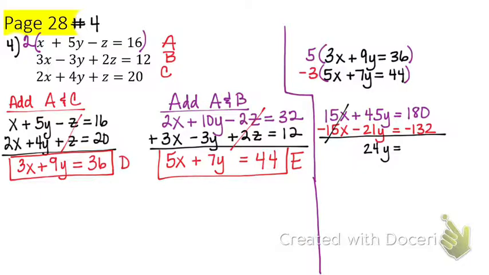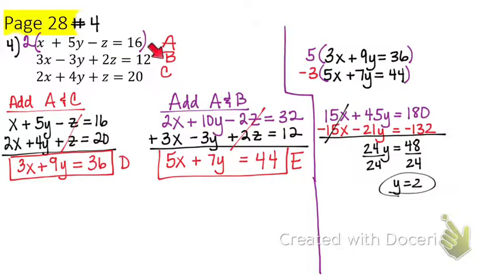48. And now what do I need to do to solve for y? Divide by 24. So what does y equal? Now finding the first one is the hardest. If you find the first one, the other two are easy. So now you need to decide which equation do you want to use to find x. Do you want to use D or E?